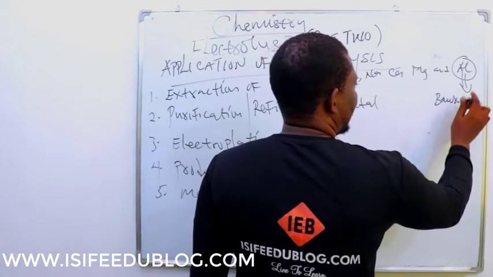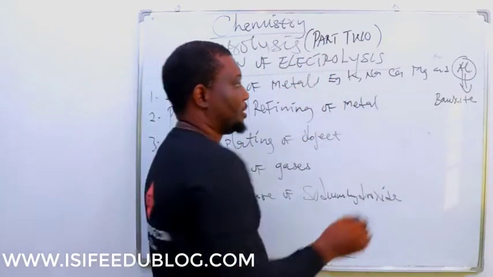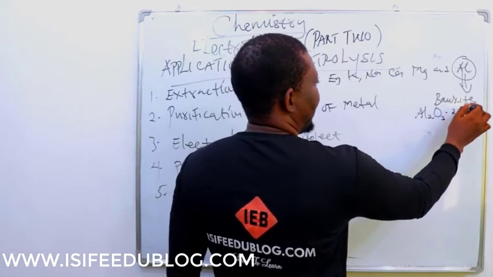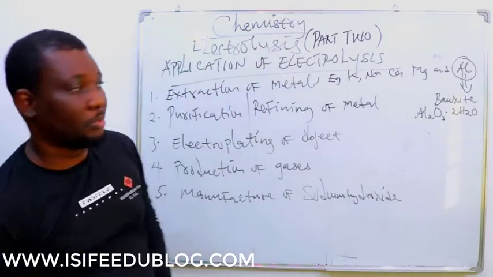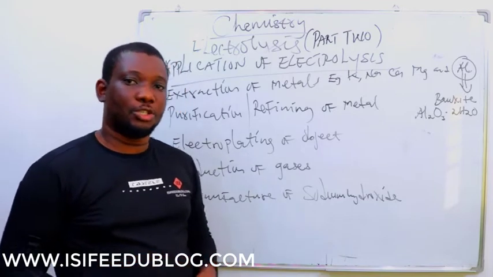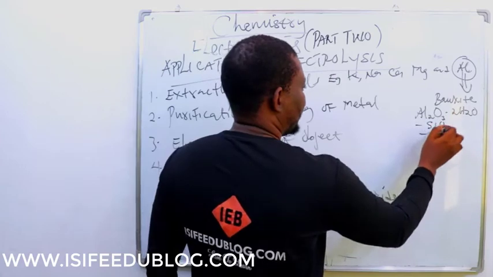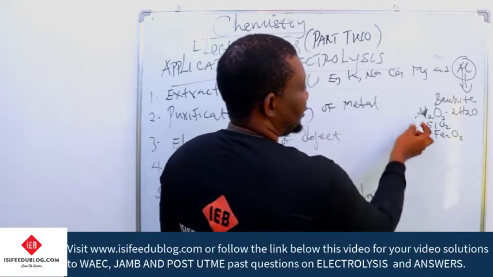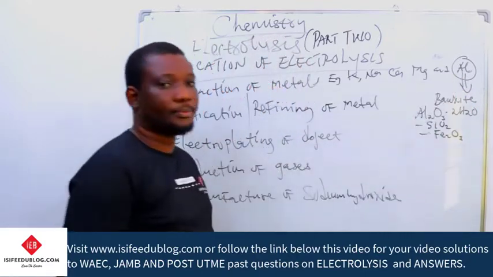Aluminium exists commonly as bauxite. What is bauxite? Bauxite is aluminium oxide dihydrate, or hydrated aluminium oxide. Now, in this bauxite, there is a little percentage of sand in it, that is silicon(IV) oxide, and also hematite, that is iron(III) oxide. These are all constituents of bauxite.